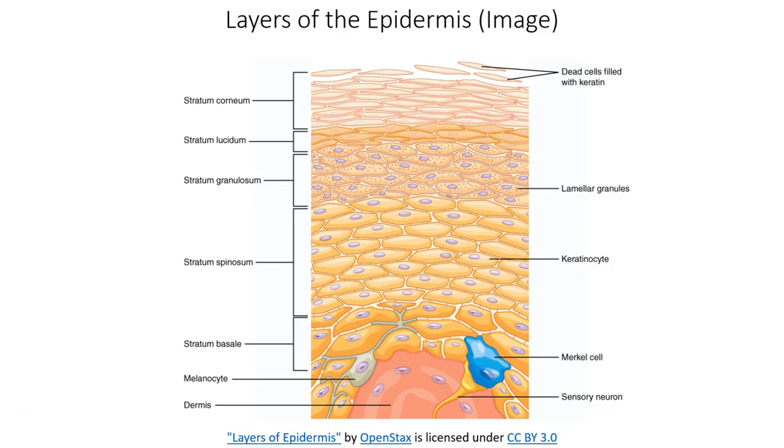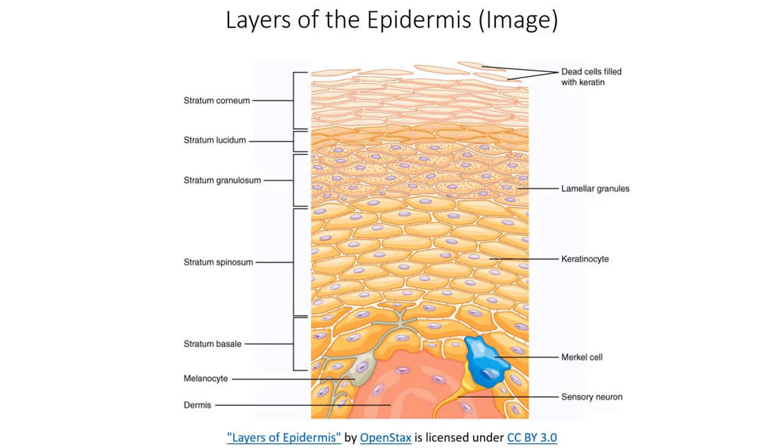And then there's a couple other cell types that can be found in this layer. One of them is called a Merkel cell that we see pictured right here. These are also sometimes called tactile cells. These are the nervous cells that are sensing things that touch, so that can be pressure or light touch and stuff like that. That is where we're getting that sensation from.